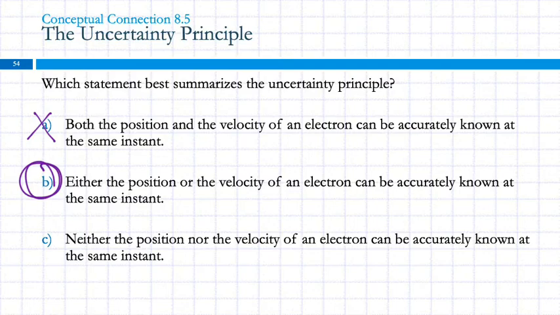That's not true. It doesn't say neither the position nor the velocity are known. I don't know where a particular electron is right now, but can they be known? Yes. We can measure the velocity of an electron. We can identify the position of an electron. We just can't do both at the same time. Any questions?